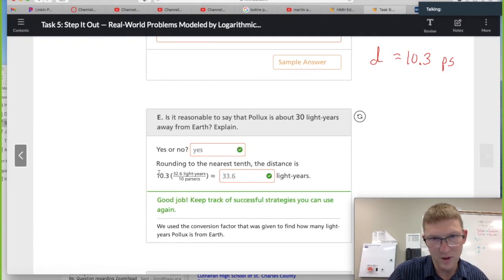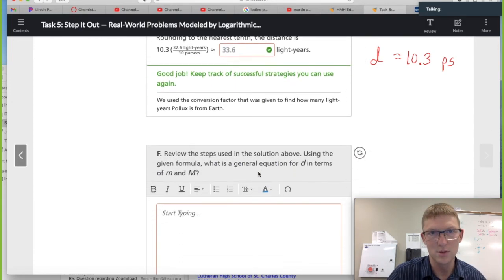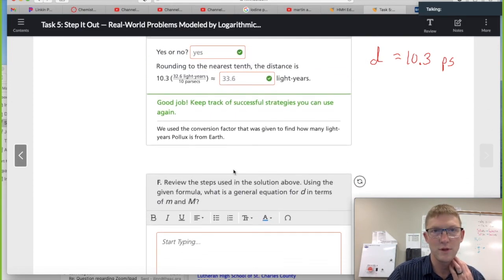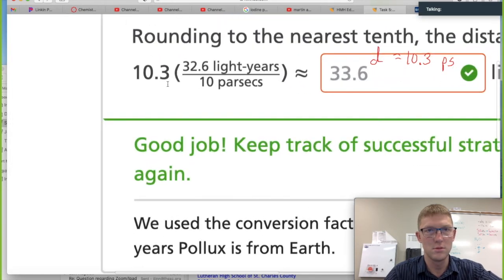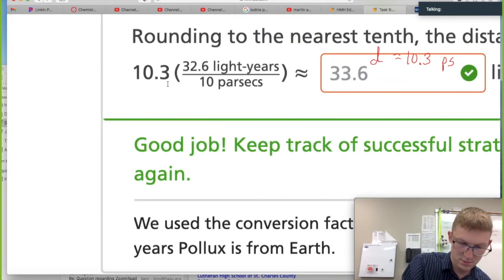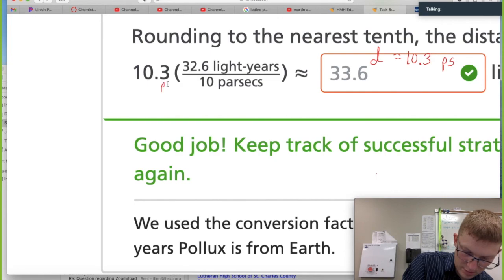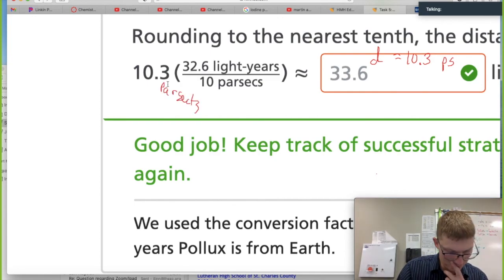So they just set up a proportion essentially. They should have labeled their units better. That should be parsecs. But I spelled it wrong, so whatever.